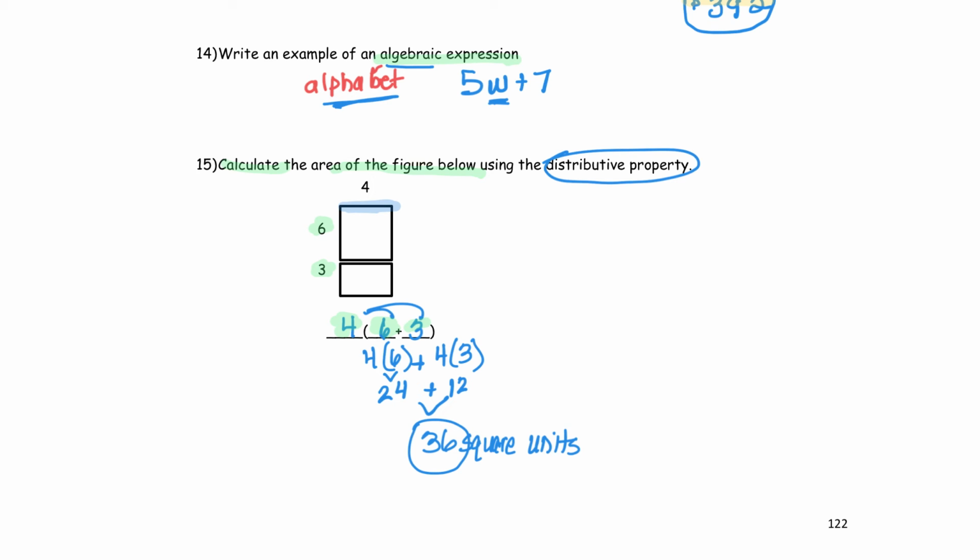So the first box here, even if you were to number them, this would be box number 1 and this would be box number 2. Here's box number 1 over here. Here's box number 2. So you are finding the area of each one and then combining for a total of 36 square units. They didn't tell us the units, but if they don't, it's just square units or units squared.